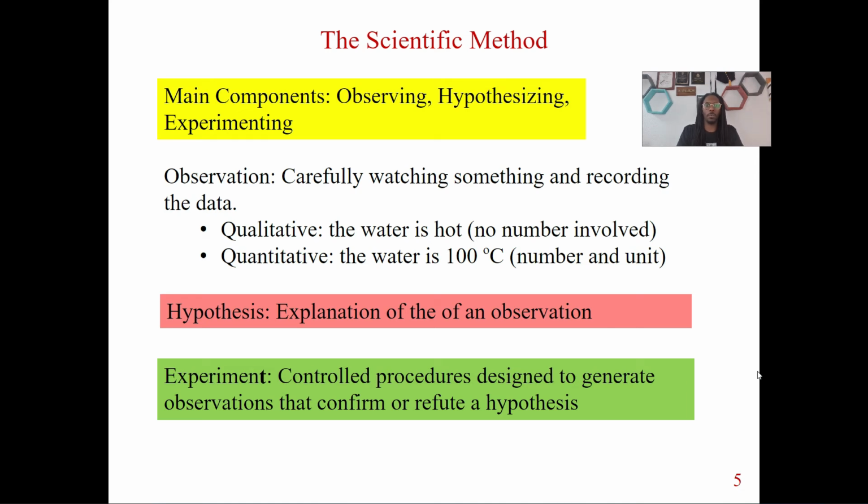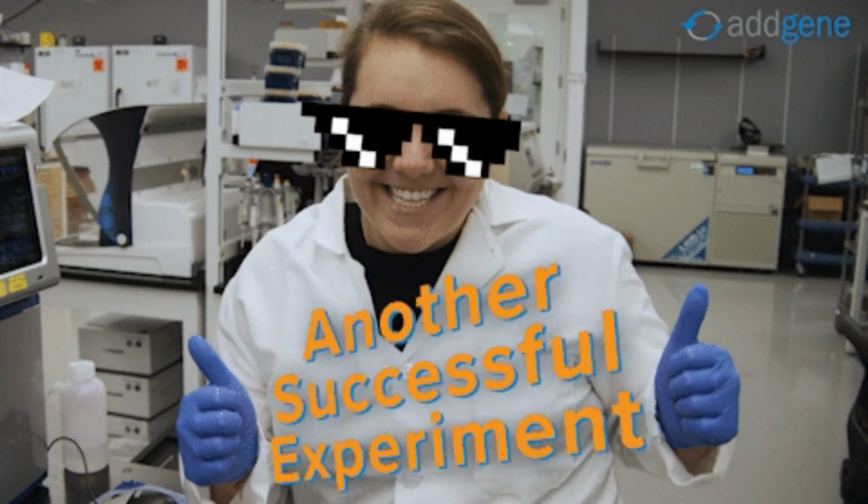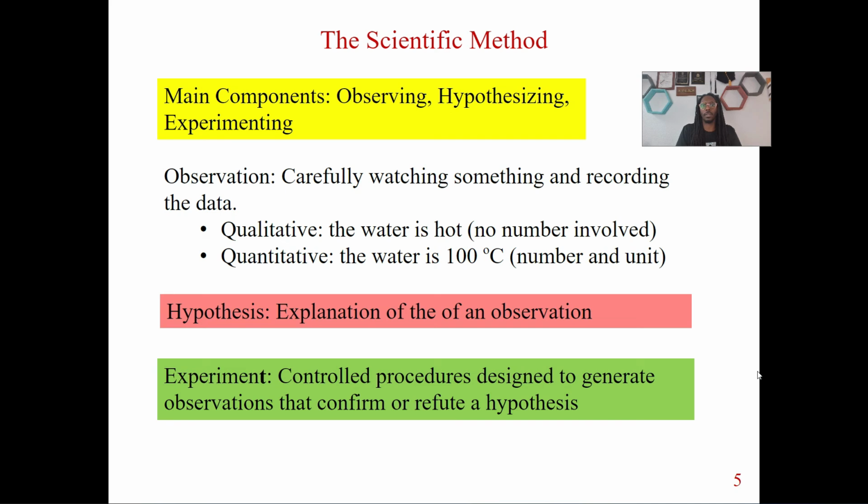So in this case, still sticking with this pot of water, let's say I want to do an experiment. I'm going to heat my water up to 100 degrees Celsius, because my hypothesis was, well, the water boils at 100 degrees Celsius. Well, what if I did it at 50 degrees Celsius? What if I did it at 1 degree Celsius? What if I did it at 200 degrees Celsius? I'm going to do a set of experiments to see if my hypothesis is right. And this is the scientific method.